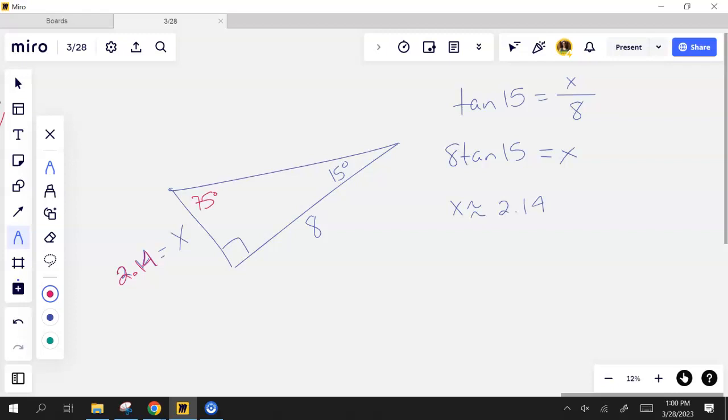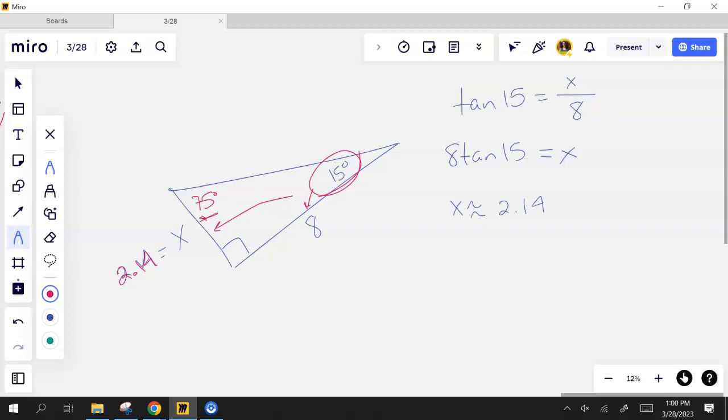So I chose tangent because from this angle, which is the one given, it's easy to find this, right? Because it's just 90 take away 15. Opposite over adjacent. So x over 8. Now I solve it for x. So I just multiply both sides by 8.